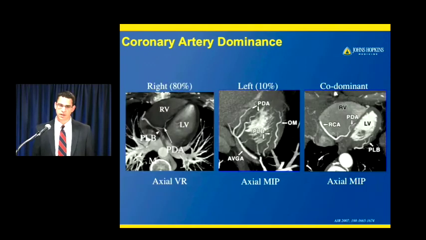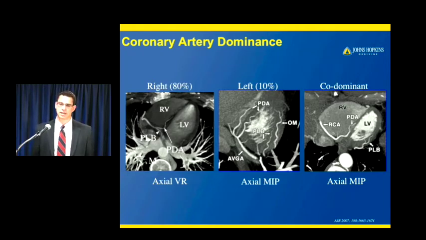This is a good time to talk a little bit about coronary artery dominance. So the majority of patients, not just patients, but the majority of people, have a right dominant coronary system, which you see all the way on the left. That's 80% of people, and in that case, the PDA and the posterolateral branches arise from the right coronary artery. In the middle, about 10% of patients have a left dominant system, and in that case, all those branches come off of the circumflex.